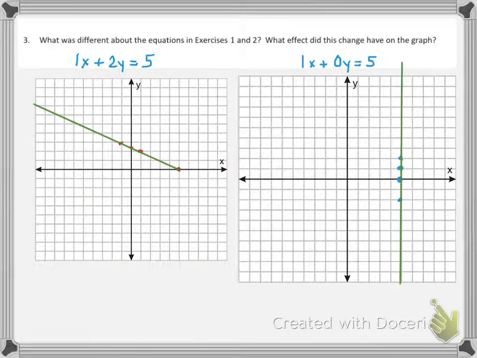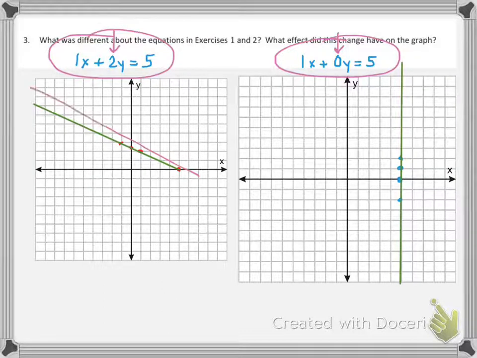Okay, number 3, what was different about the equations in exercise 1 and 2, and what effect did this change have on the graph? Well, if you look at the two equations that we have, 1x plus 2y equals 5, and then we have 1x plus 0y equals 5, the change is that coefficient in front of the y. And then you can see the graphs. When we had a 2 as the coefficient, we got this diagonal line here. And when we took that coefficient out, we made it a 0, we got a vertical line.